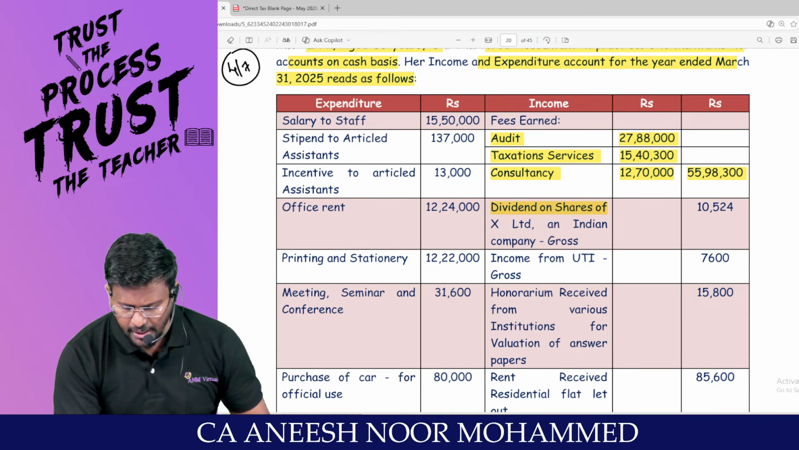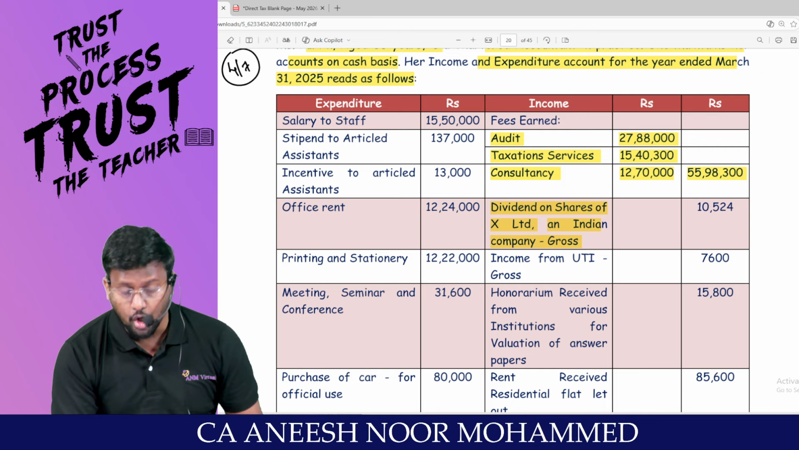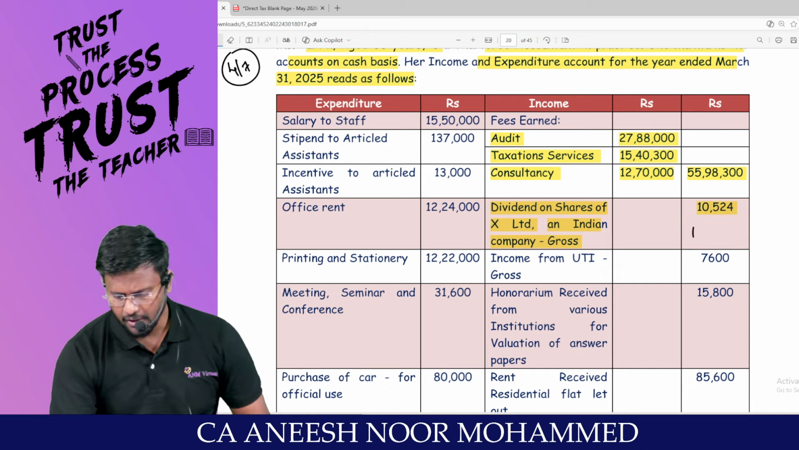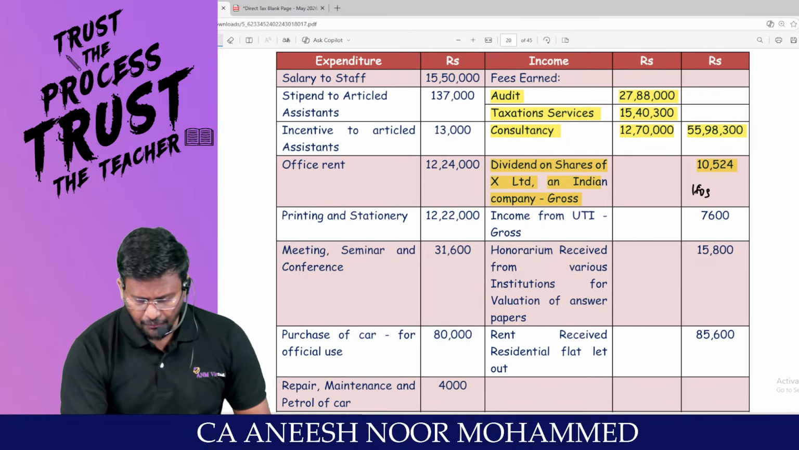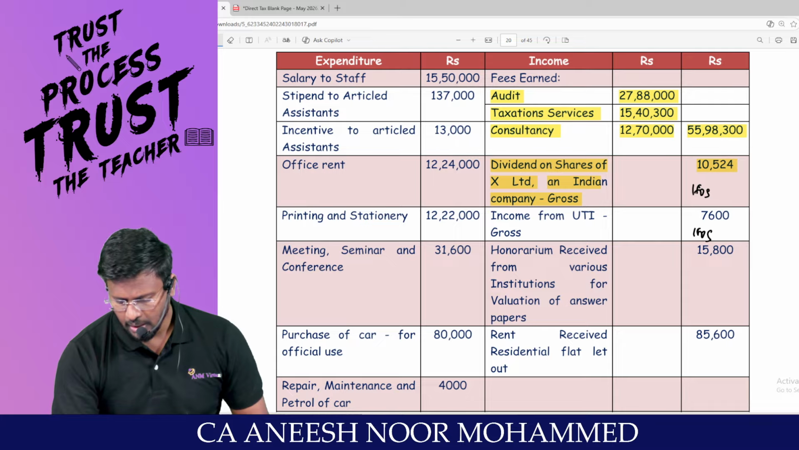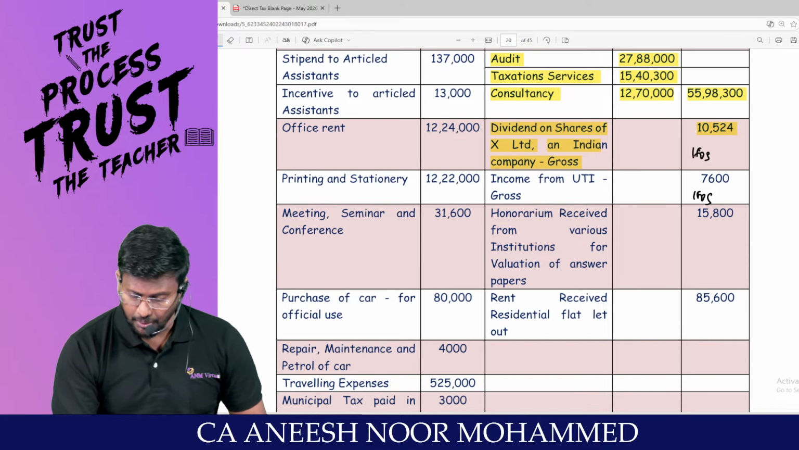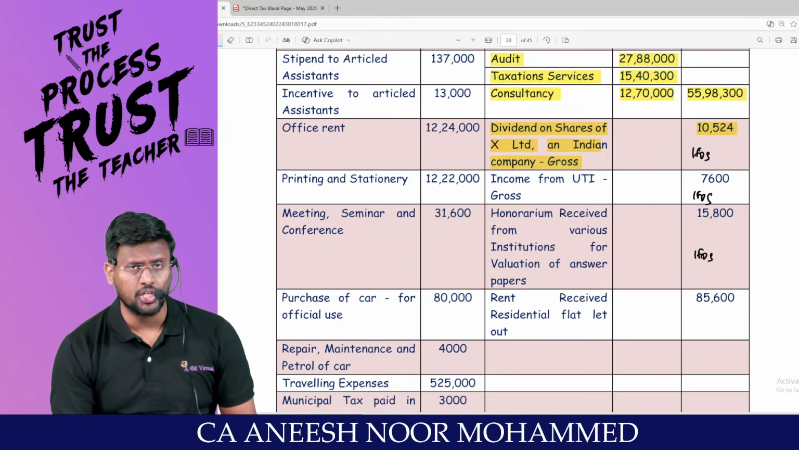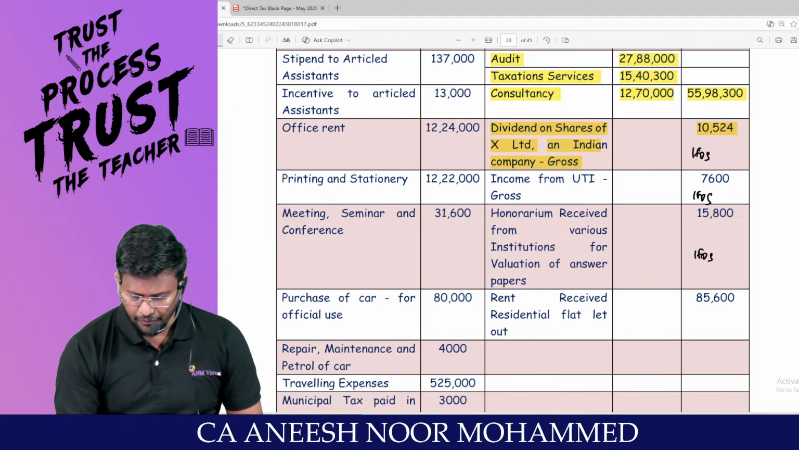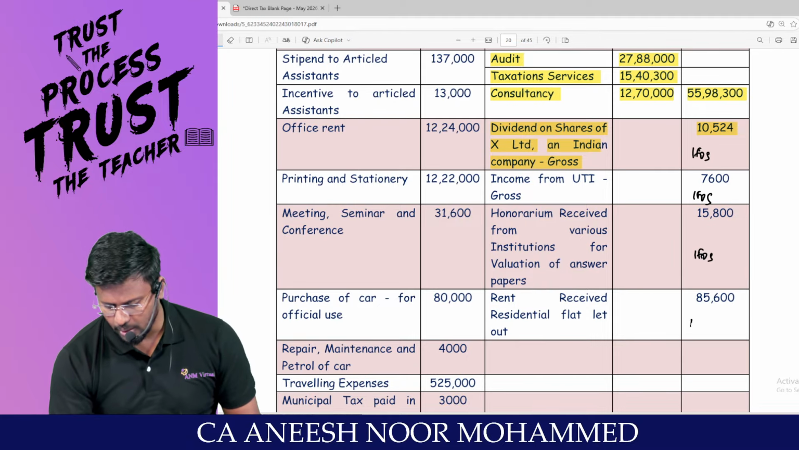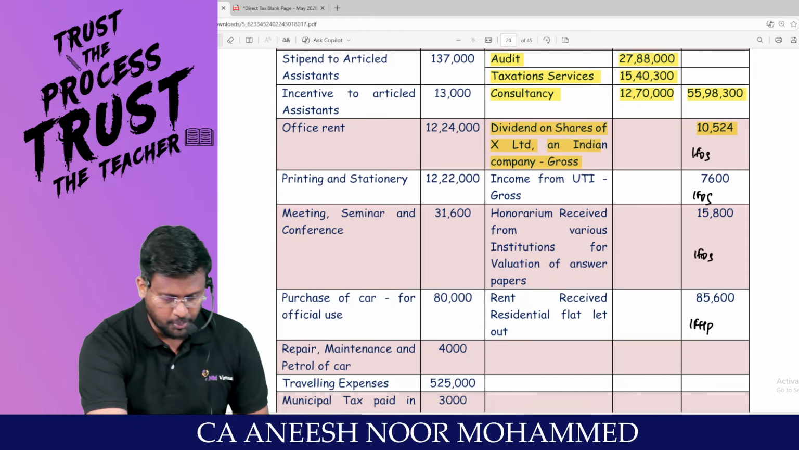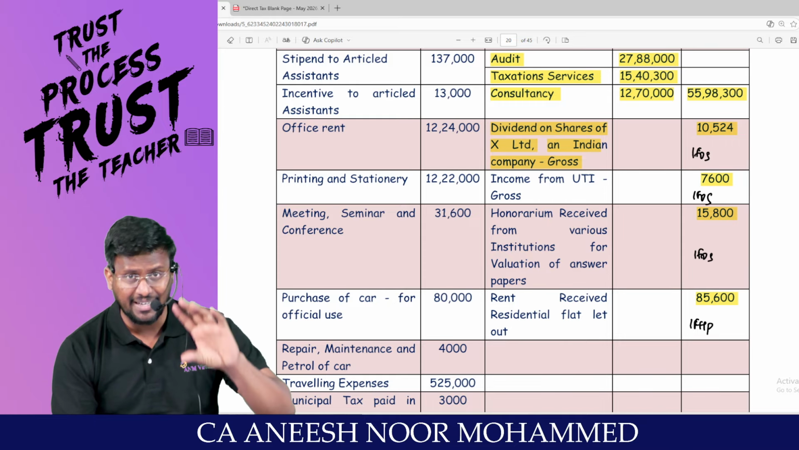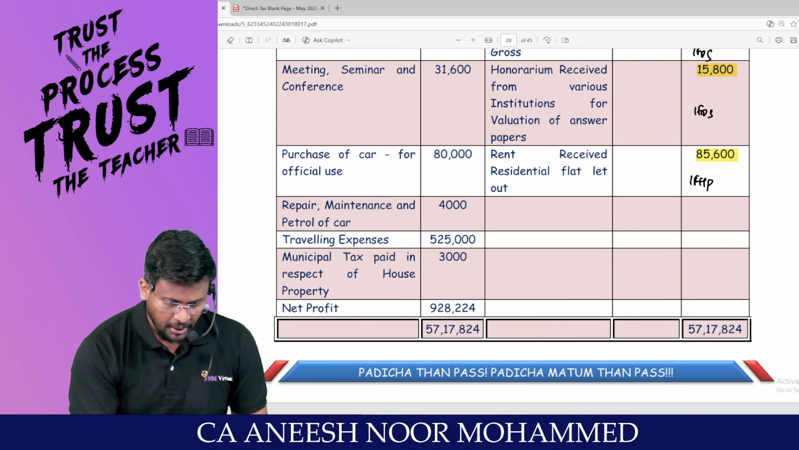Dividend on shares of X Limited, an Indian company, gross. This has to be taxed under IFOS, as we all know. Income from UTI should be taxed under IFOS. Honorarium received from various institutions for valuation of answer papers should be deducted from PGBP and shown under IFOS. Rent received from a flat let out should be shown under IFHP. That means these are impurities for PGBP, should be removed from the P&L account by deducting it from the net profit. Am I right? Net profit has been given.